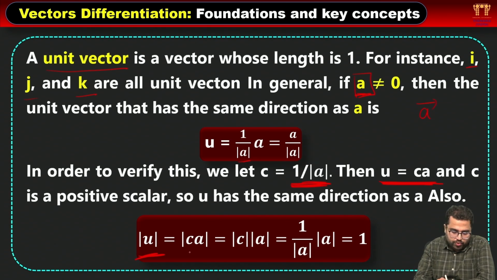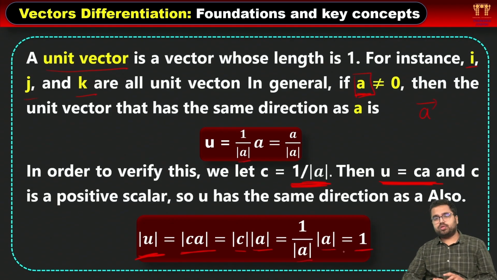So what is modulus of u? Modulus of u is nothing but modulus of c a. So this is nothing but length of c, mod of c into mod of a. And what is mod c? Mod c is nothing but 1 by mod a. So it will give me 1 by mod a into mod a. So this is 1. So if any non-zero vector is given, you can easily find the unit vector in the direction of that non-zero vector.